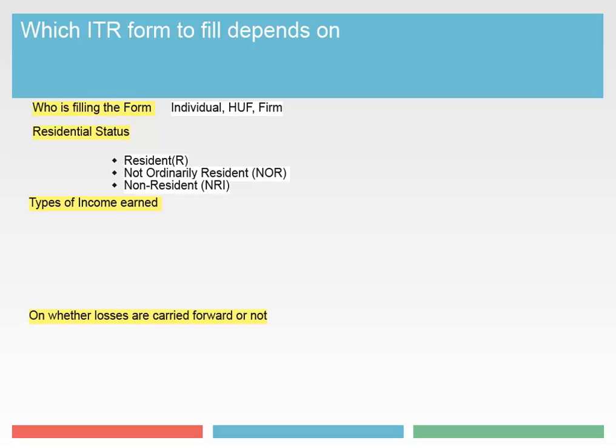Residential status. The different types of residential status are: resident, not ordinarily resident, non-resident. Typically a resident is one who has been in India for a period of 182 days or more during the previous year. The ITR form to be filled also depends on the types of income earned.